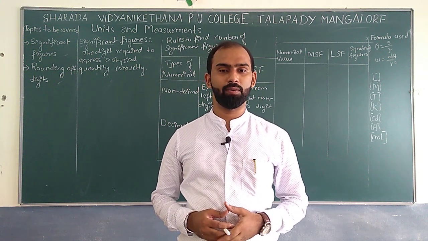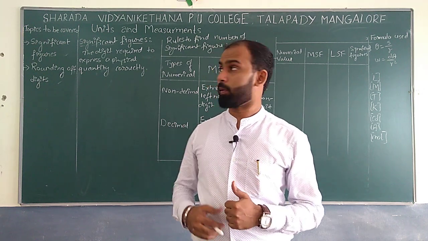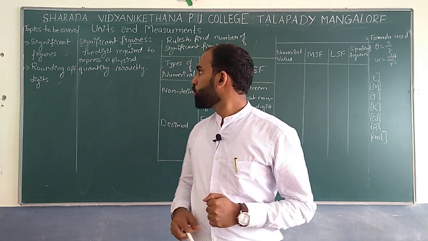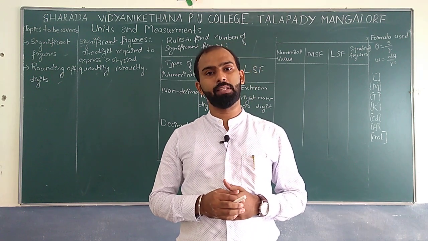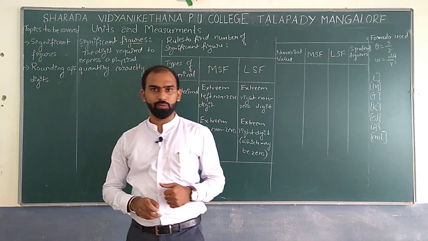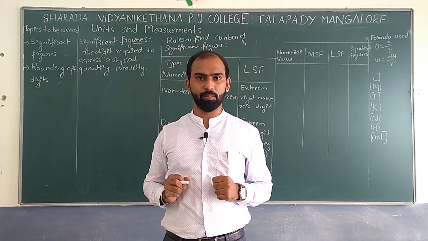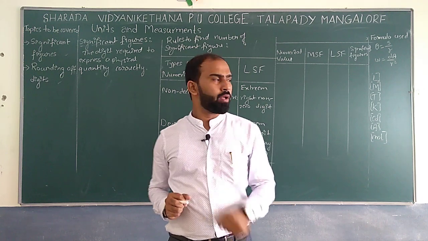So we have discussed units and measurement under this particular chapter. The main concept we have discussed, correct? So we will discuss the continuation part of this particular concept, that is significant figure as well as rounding of digits. So first we will discuss about significant figure, okay?